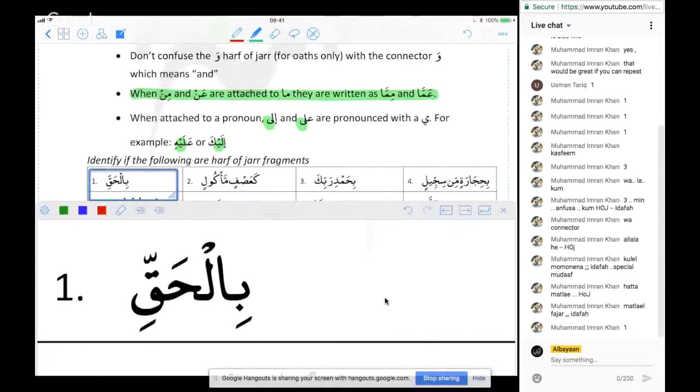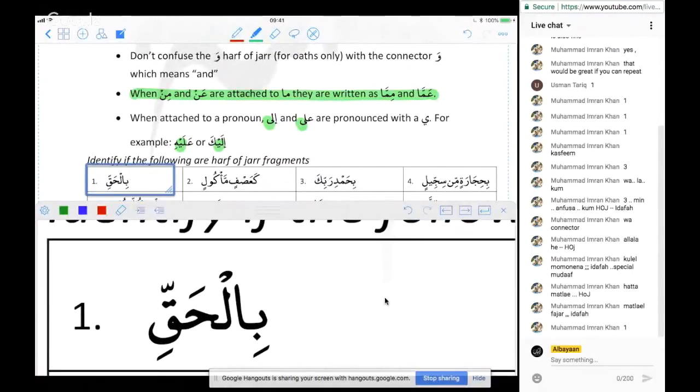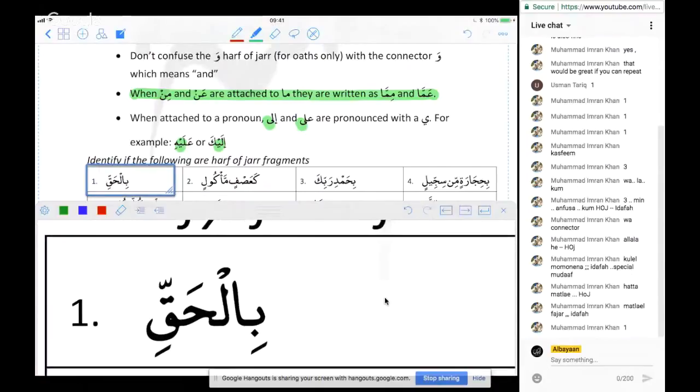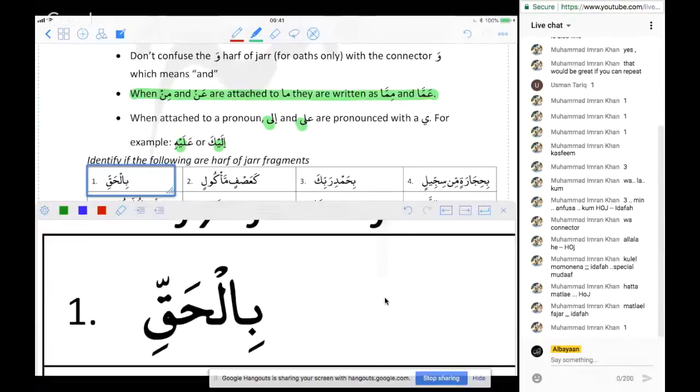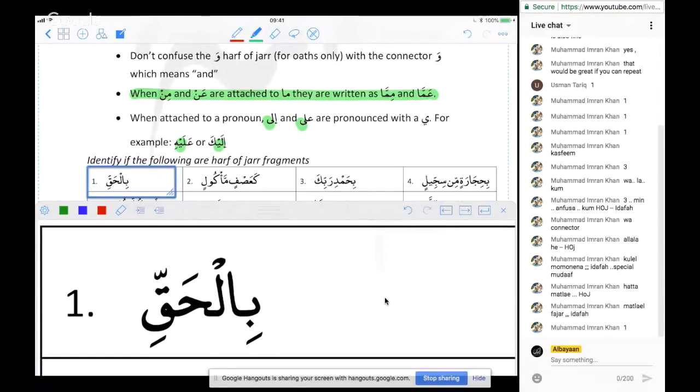What you need to do is identify whether these are harf of jar fragments or not. It's pretty simple. I don't want to do all of them myself. I just want to give you some idea in the beginning, and then let you do it yourself in your own time. In the next class, we will, as always, review them if you have any questions. So this one is simple. You always try to see how many words. You have two words here. This harf of jar, I know this is a jar, and al-haqqi is in jar state, so it's a majroor for me.